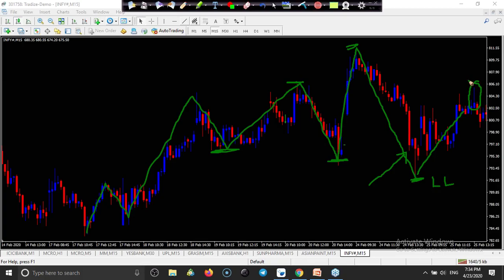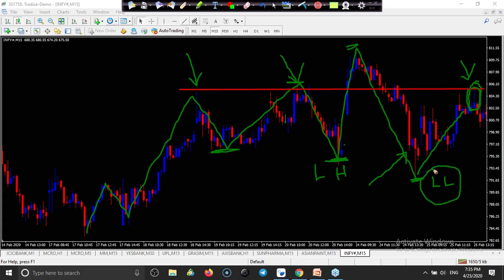Is it clear? Exactly where these hammers are appearing. Okay. Is it clear? What we have seen? The resistance, and they are forming an inverted hammer exactly, and they are forming that, which was a lower high. Then now they're forming a lower low. What will we do here?